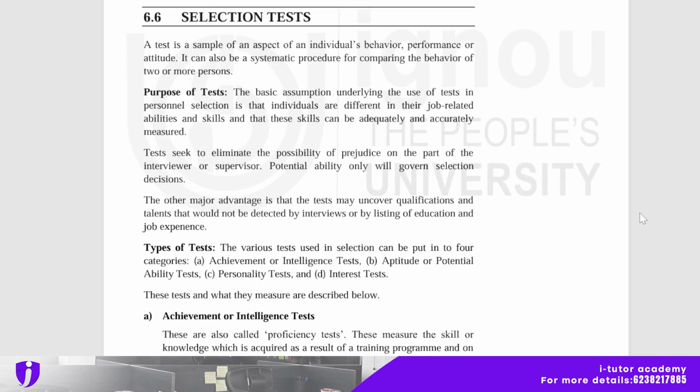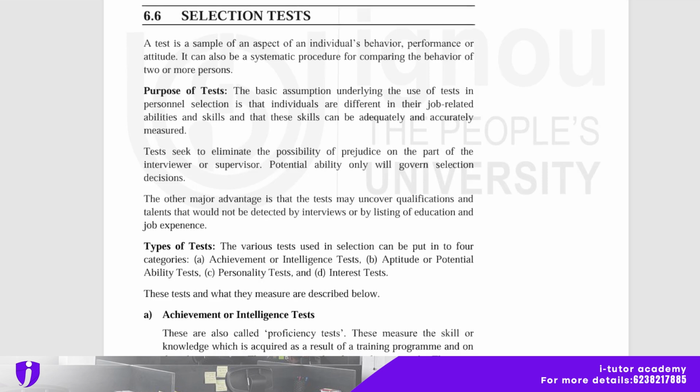In today's session, we will start with the selection test in the 6th chapter of MMPC 002. So let's see what a selection test is. A test is a sample of an aspect of an individual's behavior, performance or attitude. It can also be a systematic procedure for comparing the behavior of two or more persons.